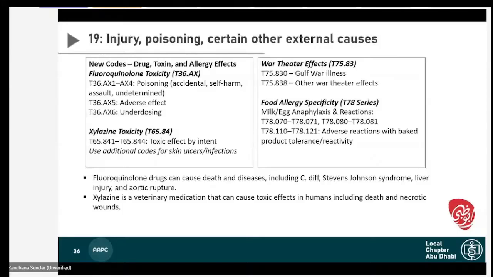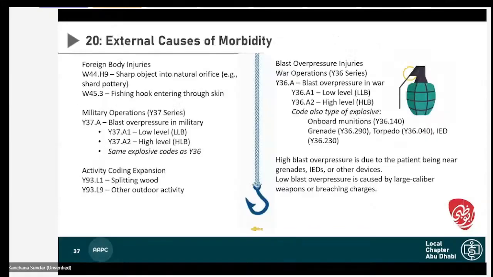And this is the external cause of morbidity. And a few inclusions with the external causes of morbidity, we see that the first one is foreign body injuries. Two things have been included in foreign body injuries. The first one is sharp objects into the natural orifices like nose, mouth. Natural orifices, sharp objects like glass pieces, pins or something. So for the foreign body injuries, there is one inclusion. Another inclusion is fishing hook entering through skin. That also we have a new code introduced.